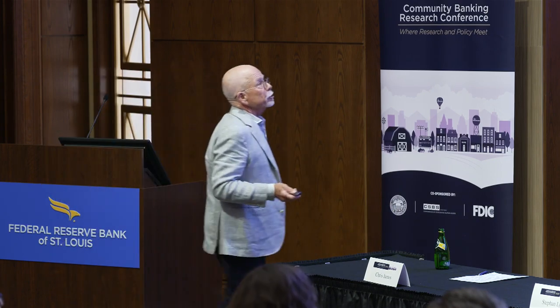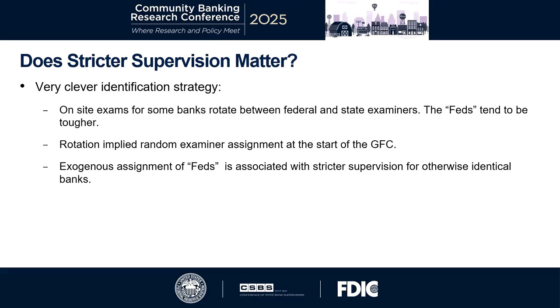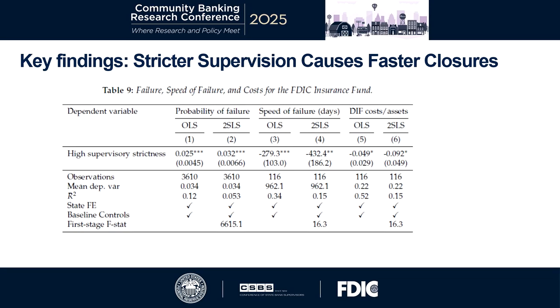The identification, and I have to compliment Stefan for the courage of going before a group of state bank supervisors and talking about the difference between federal and state examiners. But the idea here is that federal examiners may be more stringent. There's a random assignment at the start of the GFC based just on the timing of the prior examination. And you can then look at what stricter supervision implies.